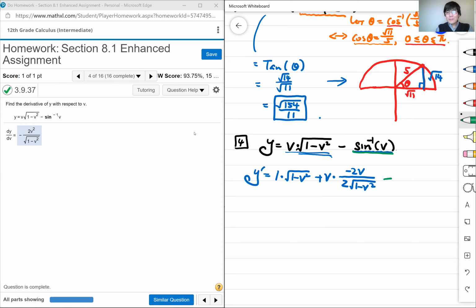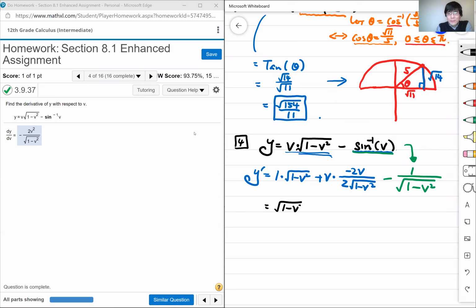Okay, the derivative of this one is equal to 1 over square root of 1 minus v squared. So that's a formula from chapter 3. Okay, this is a formula. Now, let's simplify the middle term a little bit.